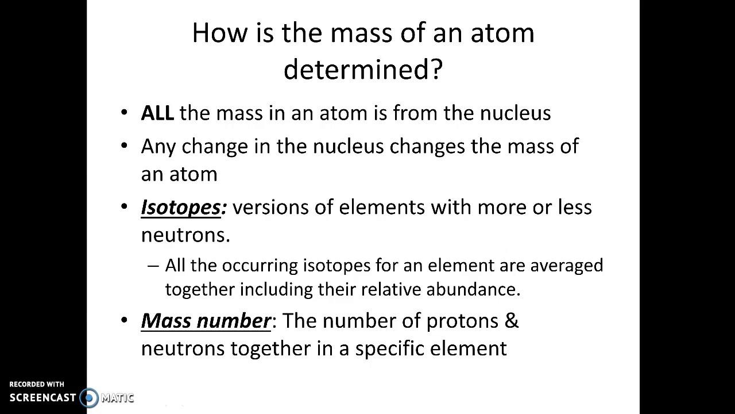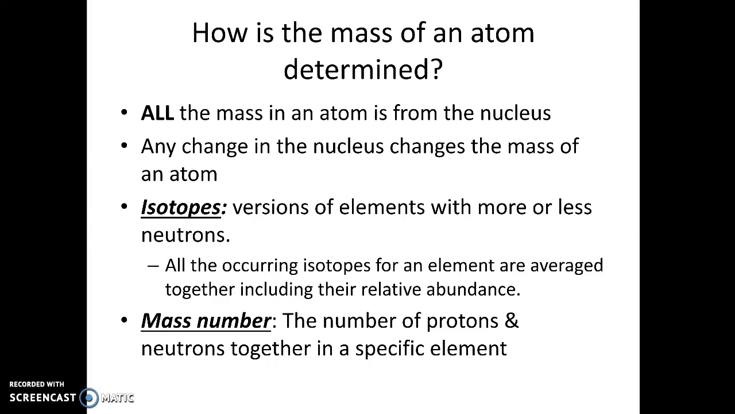Now I'm going to talk about that average atomic mass a little bit more. So we said before, electrons do not have a mass that we consider when we're talking about the mass of the atom. That means all of the mass we have is inside the nucleus, and that means it's all from protons and neutrons. If we have a change in that number of protons or neutrons, that will actually change the mass of our atom.